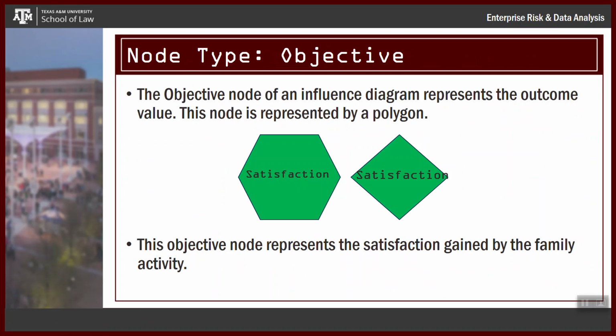Then we have the objective, and what we have as an objective here is we want our family to be satisfied. We want our family to have a good weekend. You know, these satisfactions are labeled within this node. We want to have a good time, be happy, come back, rest, and relax. So that's what the objective is. We want to represent the satisfaction gained by the family activity.